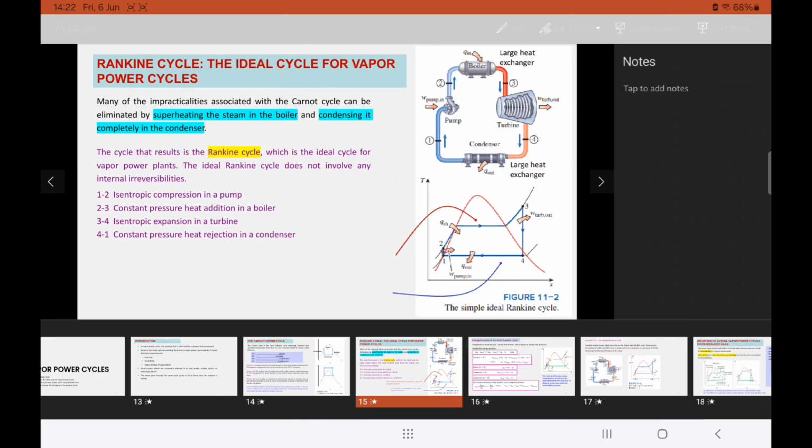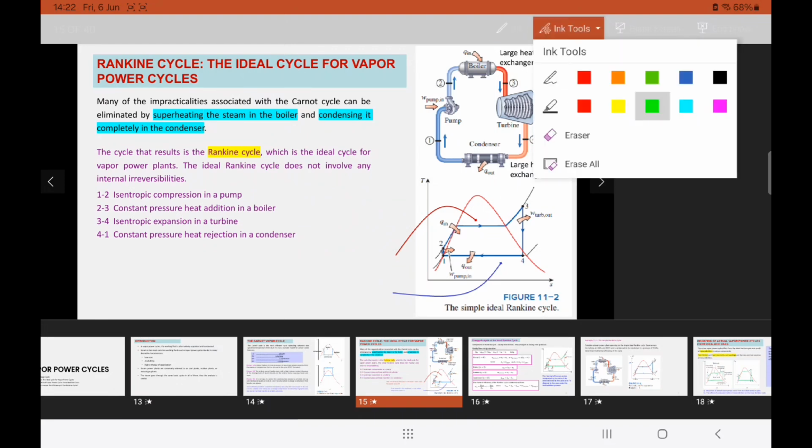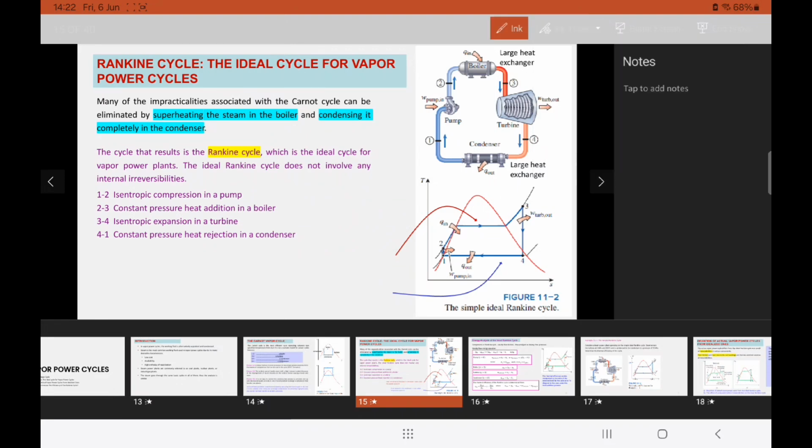So what we have for Rankine cycles is, from point 1 going to point 2, the isentropic compression in the pump, and then from point 2 going to point 3, the constant pressure heat addition in the boiler. Point 3 going to point 4 is the isentropic expansion in the turbine, and then from point 4 back to point 1 is the constant pressure heat rejection in a condenser.